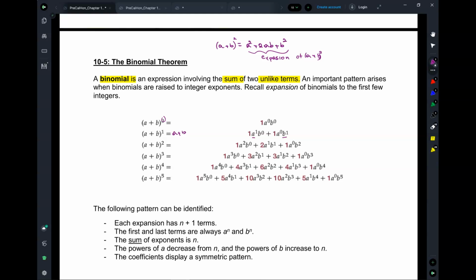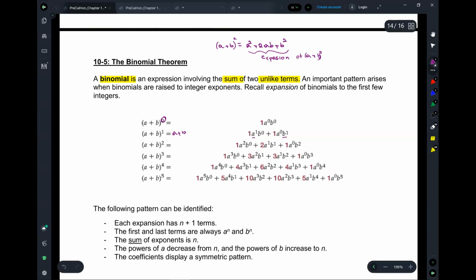A plus b squared, this is how you know this formula. A squared, b to the 0 is 1. A to the 1, b to the 1. So plus 2ab plus b squared. Do you see how this is a squared plus 2ab plus b squared? But now, let's take a look at what patterns we see here.